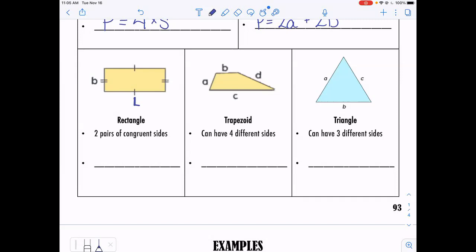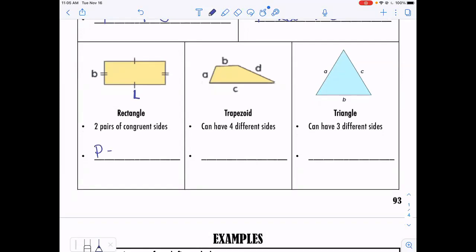That's area. We need perimeter. Perimeter is when we add up all the sides, right? There's 2 sides that are B, so 2B plus 2L. Good. Make sure we're getting our formulas written down.